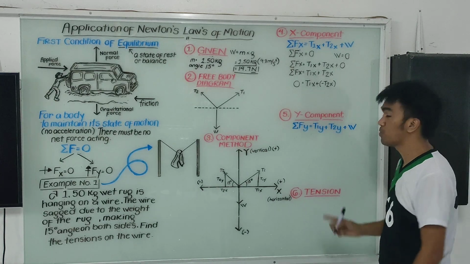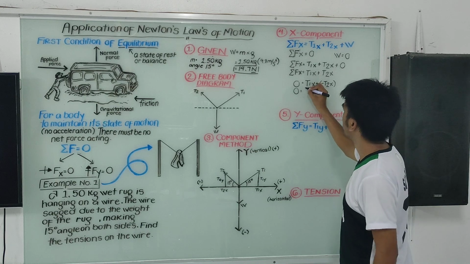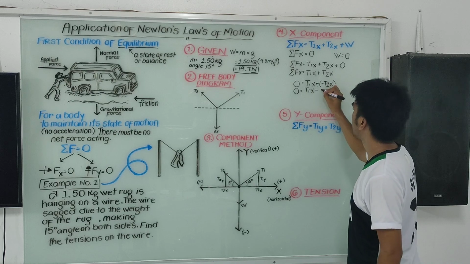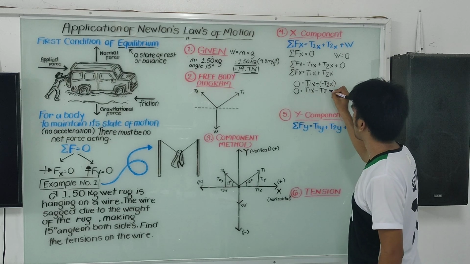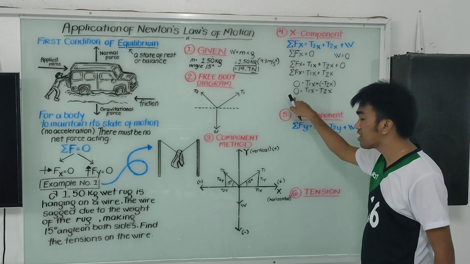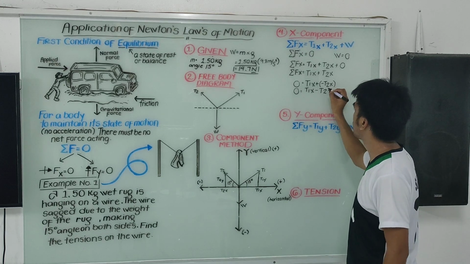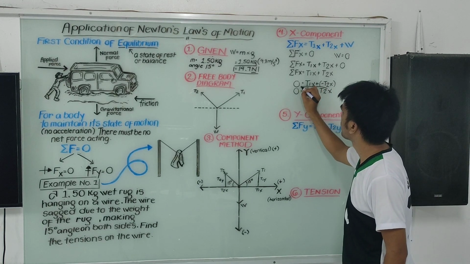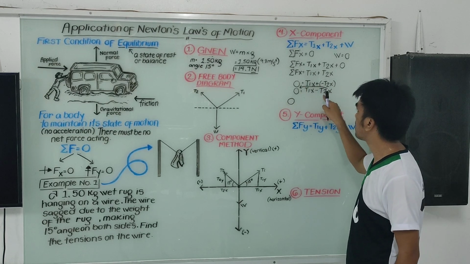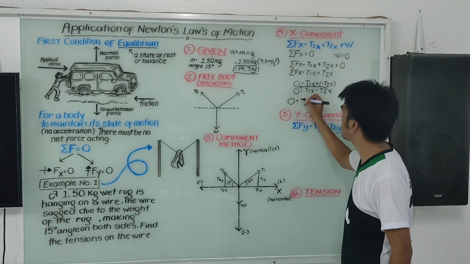Okay, next we simplify. So 0 is equal to T1x. Positive times negative is negative minus T2x. And then we need to transpose T2x here to the other side because again we need to prove that both tensions are equal. So transpose. So this will become 0. The sign of this term will change, so from negative it will become positive.